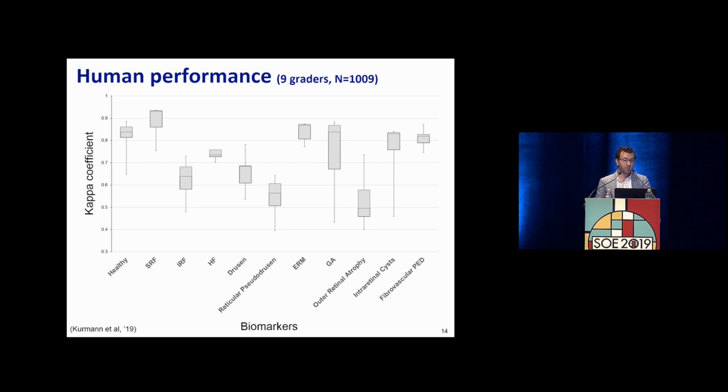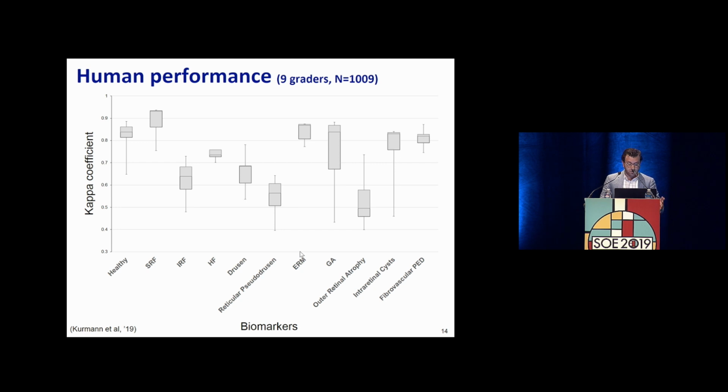So these are 9 graders that have graded the same images for the same biomarkers, to evaluate how well experts perform this task. On the vertical here, we have the Kappa coefficient and the different biomarkers. What's clear is that some biomarkers are very easily identifiable. These are healthy and SRF, GA as well in large parts, ERM.